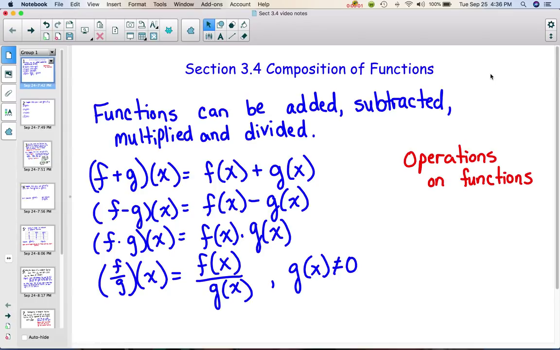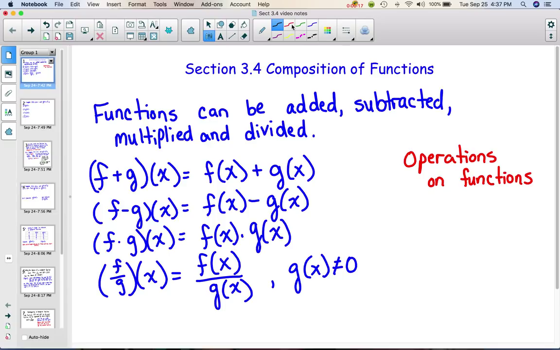This video is a little shorter than the last one. This is section 3.4, composition of functions. And before we get into the actual composition of functions, I just want to remind you about how functions can be added, subtracted, multiplied, and divided.